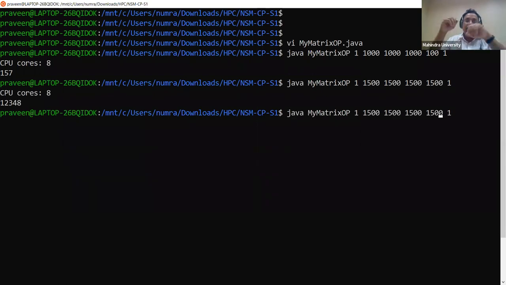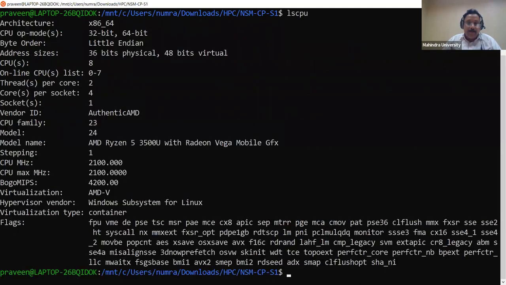So how can we reduce this execution time by using the same hardware? My laptop configuration has 8 cores, and threads per core is 2. That means it supports the concept of hyper-threading. So actually we have 4 physical cores and 2 logical cores for a particular physical core. Therefore, the total number of cores is 8.